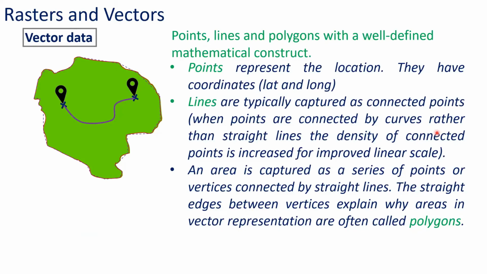Right, so from rasters to vectors. Vectors are mathematical representations of the locations. It's actually a mathematical abstraction of the real world. We have points, lines, and polygons with well-defined mathematical constructs.